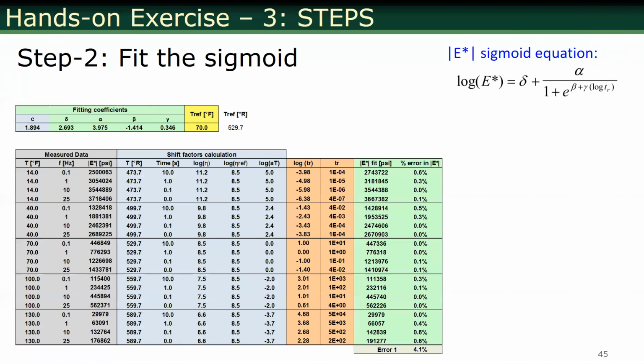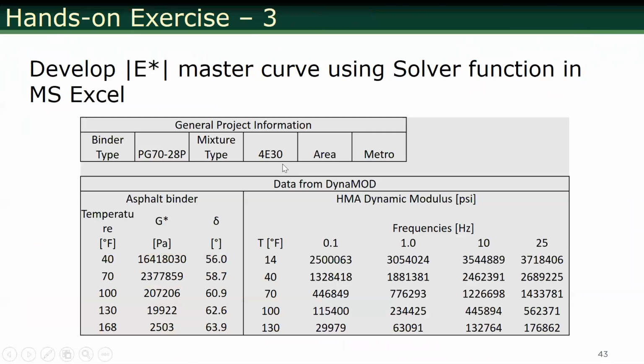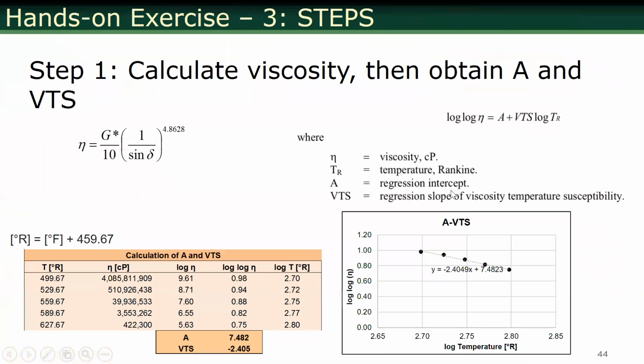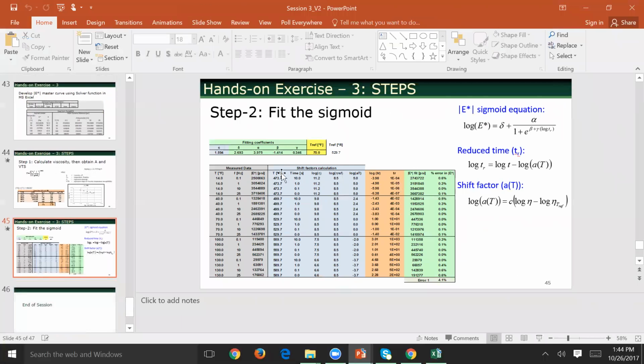Why are we doing this? Because if you go back a few slides, if you remember, logarithm of viscosity minus logarithm of viscosity at reference temperature, we need that to calculate the shift factor. So let's go and do that in our Excel sheet.